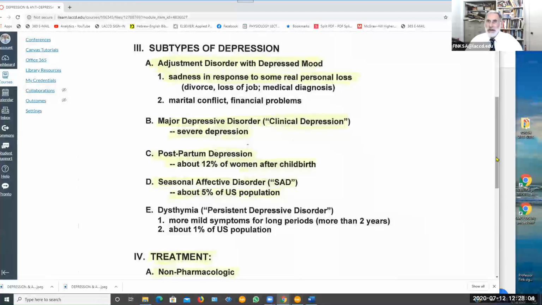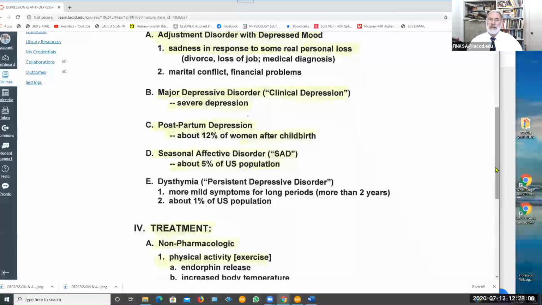A third type, letter C, is called postpartum depression. About 12% of women after childbirth experience fairly severe depression. And again, they usually heal from that. It's probably related to changes in hormone levels. There may be genetic factors that predispose women to postpartum depression.